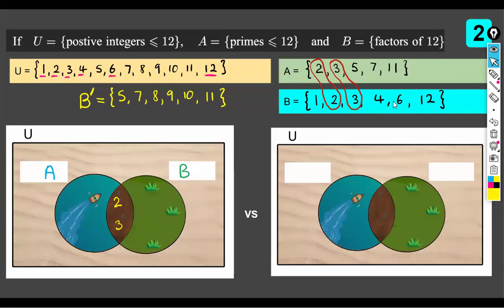Right. So now, what's left for A? Well, the 2 and the 3 went into the mud region. So what's left for A? Unfortunately, in A, only 5, 7, and 11 are left. So 5, 7, and 11. They only remain in the water region, right? You space them out, just make sure they are in the water region.